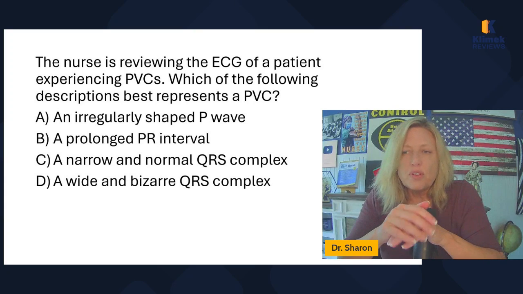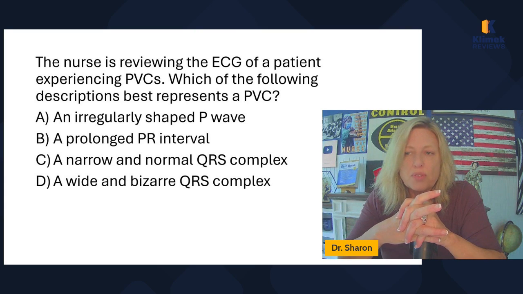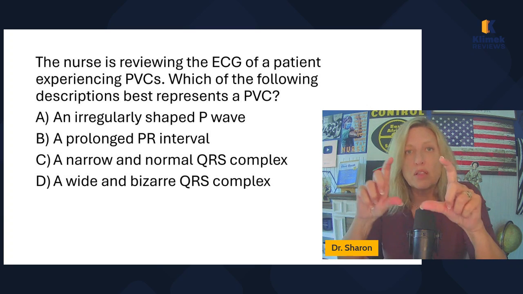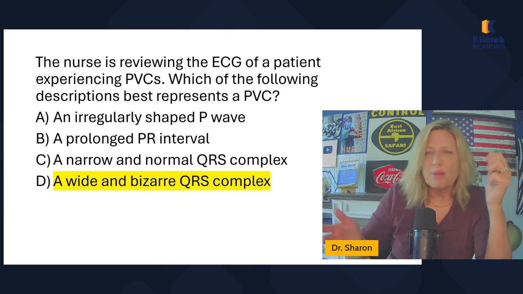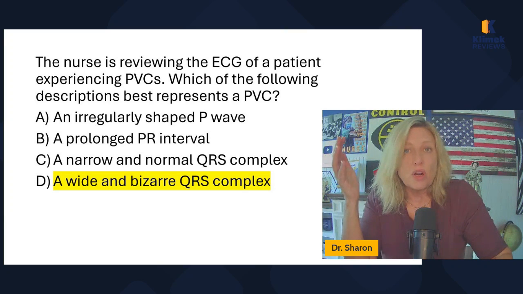All right, the nurse is reviewing the ECG of a patient experiencing PVCs. Which of the following descriptions best represents a PVC? An irregular shaped P wave? No. Ventricular beats are the QRSs. A prolonged PR interval? No. A narrow and normal QRS? No. A wide and bizarre QRS? Yes. That's kind of how it's described. PVCs are usually described as wide and bizarre.